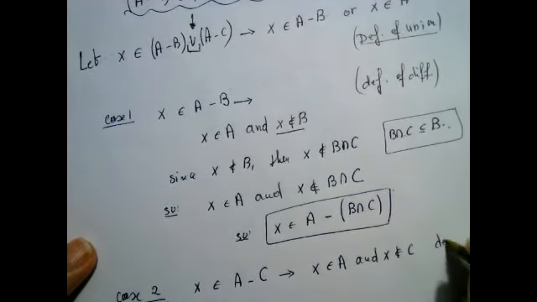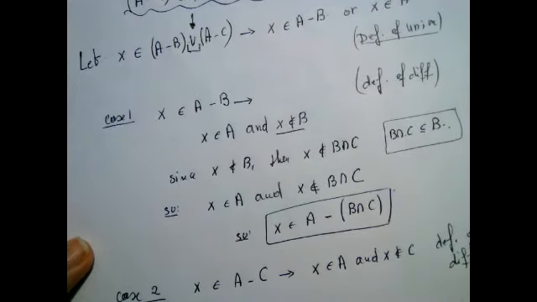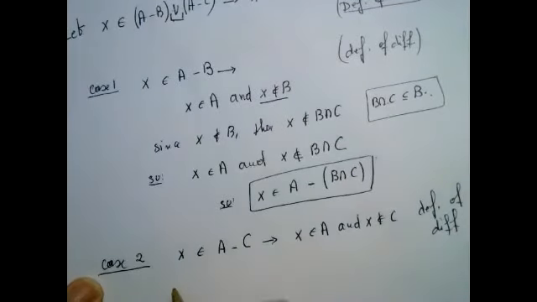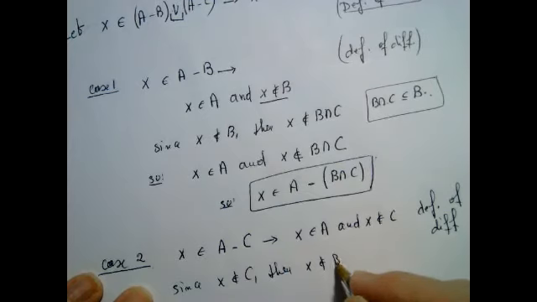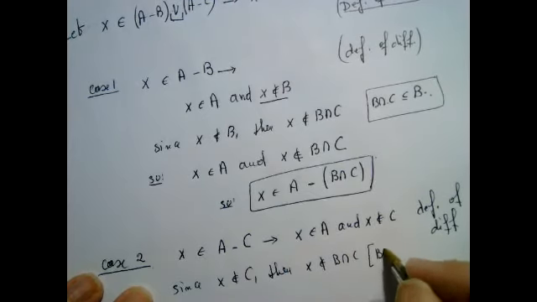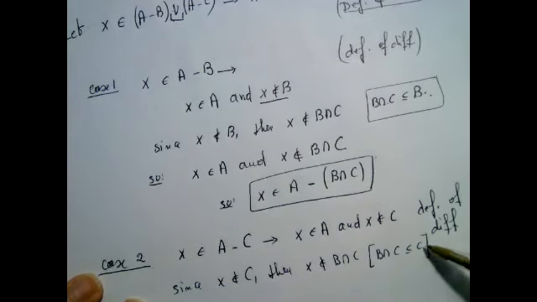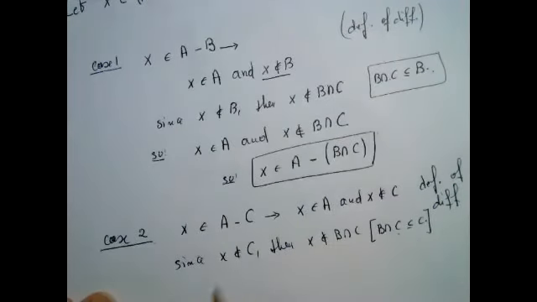Definition of difference. That's why knowing the definition of every operation is crucial to be able to work with it. So since X is not in C, then X cannot be in B intersect C, because B intersect C is inside C. If it's not in the bigger set, it cannot be in a subset of it. So now X is in A and my X is not in B intersect C. So my X is in A minus (B intersect C).